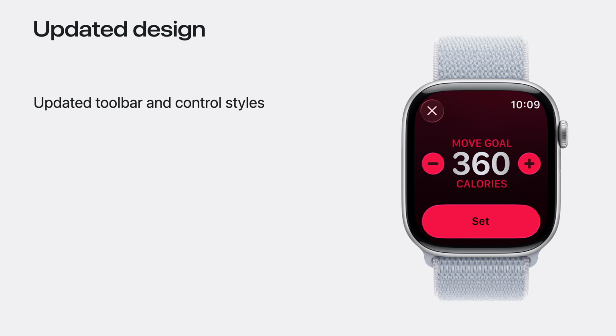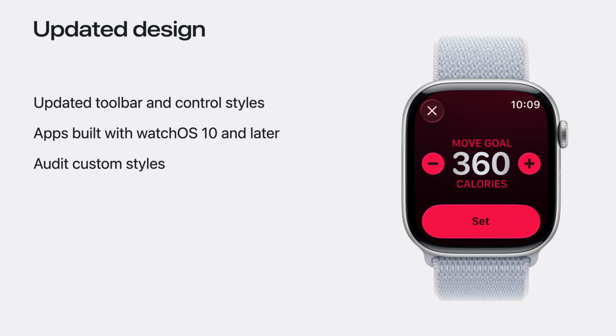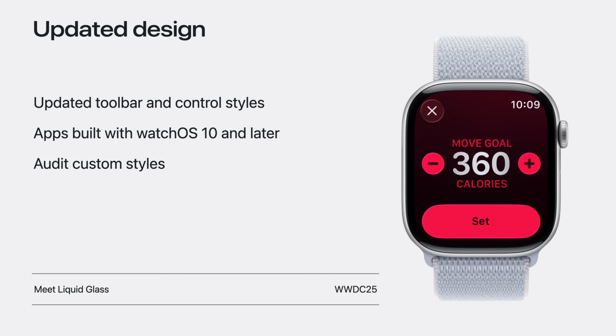Toolbar and control styles have been updated for watchOS 26. All apps built for watchOS 10 and later automatically use the new styles, so your app feels consistent with the rest of the system. Run your app to verify the appearance of your interface. If you have custom styles, audit them to ensure your user interface elements are legible with the new system style. For more information about designing and updating apps, be sure to watch Meet Liquid Glass.